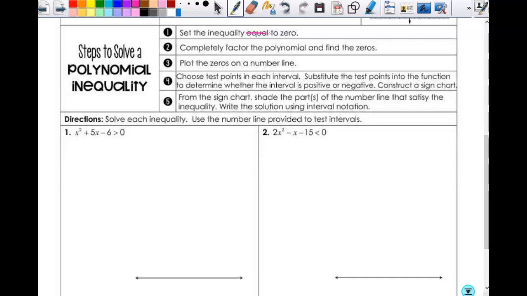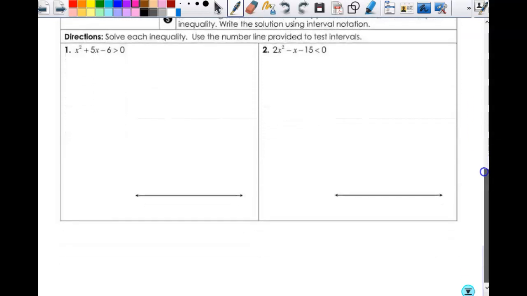So then we completely factor it, find the zeros. We can do that for sure. Then we plot them on a number line, and we choose some test points, and from there we make a sign chart. So I'll kind of walk you through the rest of those instructions. So let's look at number 1.